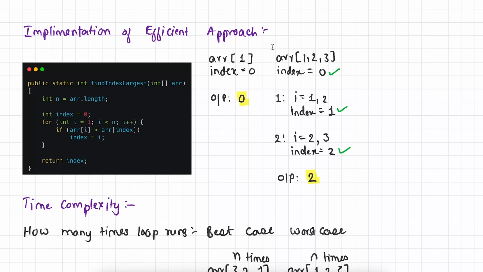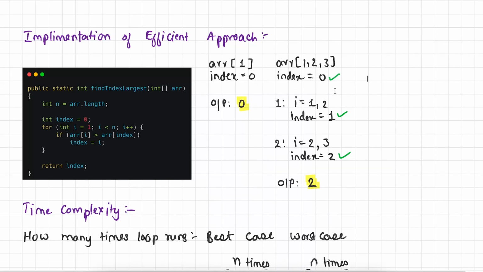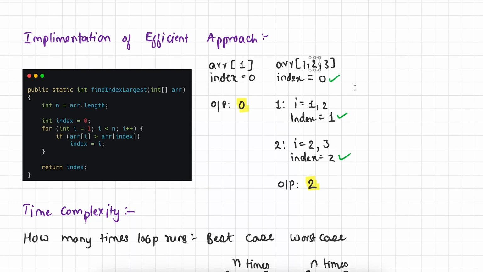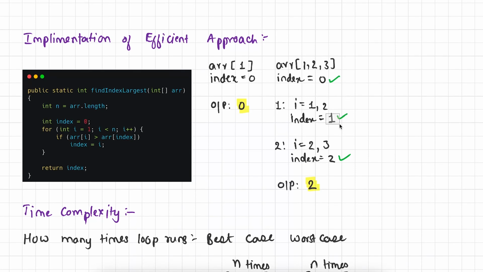What happens if we have elements like 1, 2, 3? So we assume that the element at the 0th position is the largest element and this is the index of the largest number. So our loop begins. In the first iteration, the value of i is 1, and at index 1 we have the number 2. We compare whether 2 is greater than 1 or not. 2 is greater, so we update the value of index to 1. It means till now we found the largest number at index 1. And we move to the next iteration.